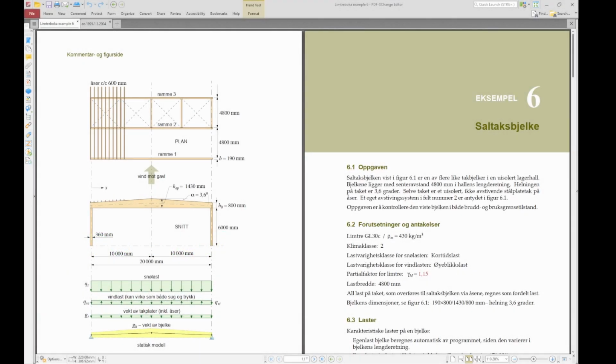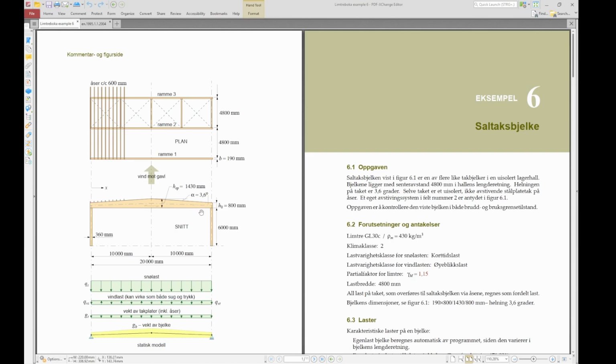The next example from Limtreboka, which we are going to have a look at, is number 6, which is going to show us a double tapered beam. So you see it on the left hand side, the system of the model. We do have a 20-meter span between the columns, and in the middle of the beam the height is the biggest, while on the supports it is the lowest. So we do have an angle in the top of the beam of 3.6 degrees.